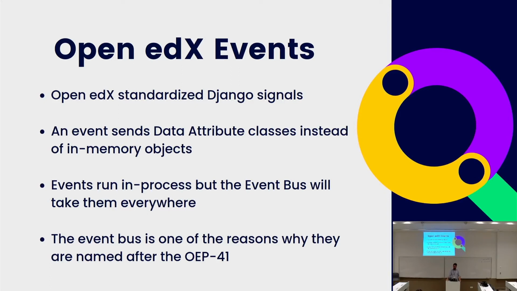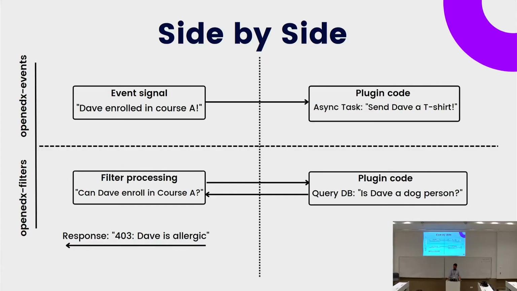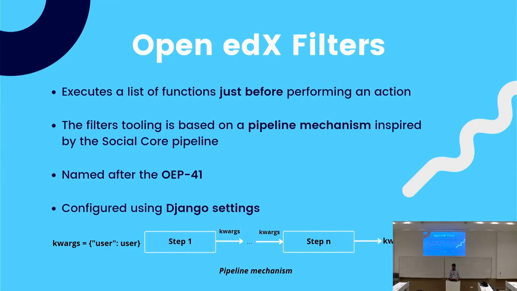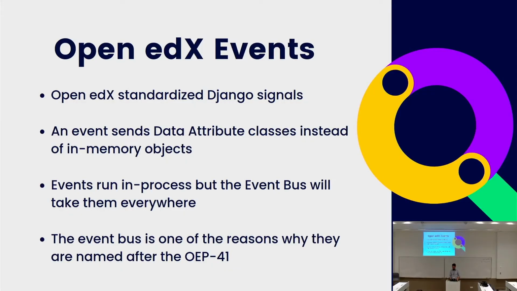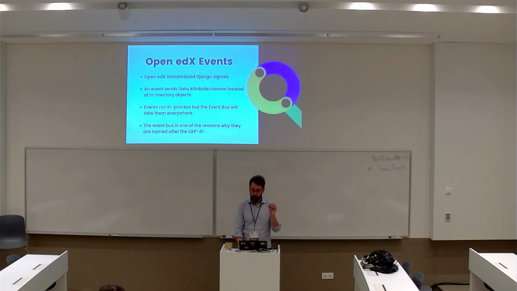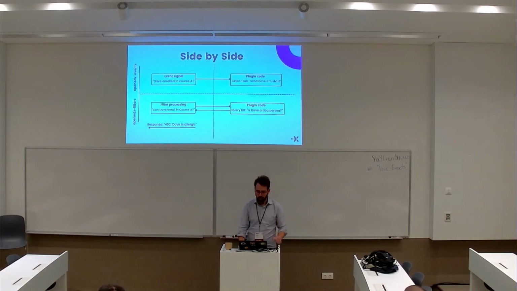They are sent as data attribute classes, which is very, very stable. It's a little bit more work to define an event using data attribute classes, but it's a lot more stable. And remember, events are all about stability.